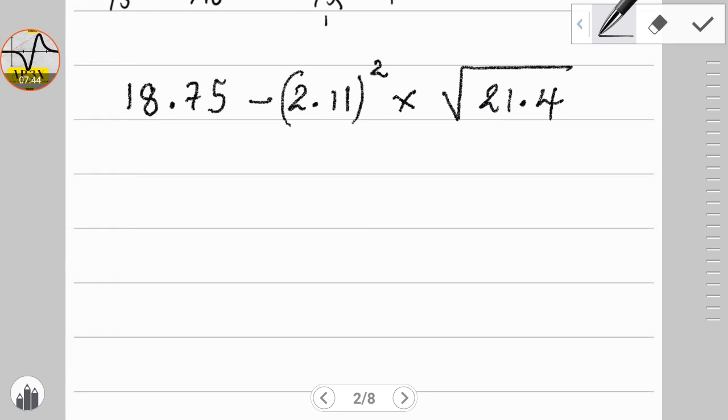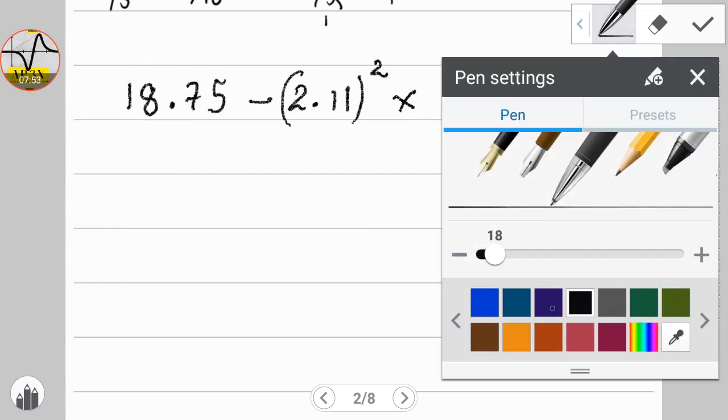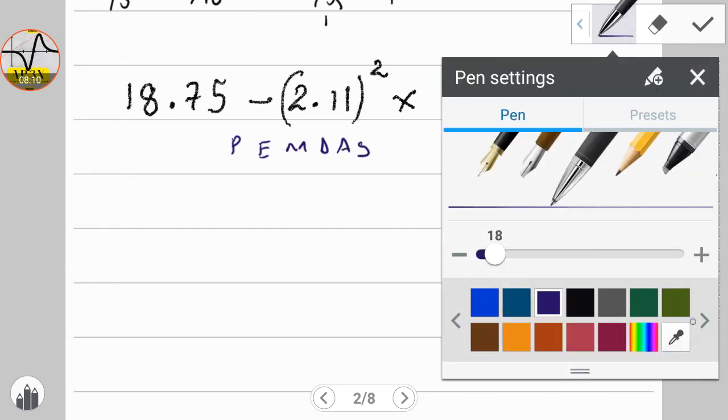Still, we have to use PEMDAS. And for those who do not know what PEMDAS is, please be reminded that we have a tutorial video on my channel that talks about PEMDAS. There are no parentheses in this question, so we know that we're going to be x-ing off the P. Okay, so let's x off the P here.